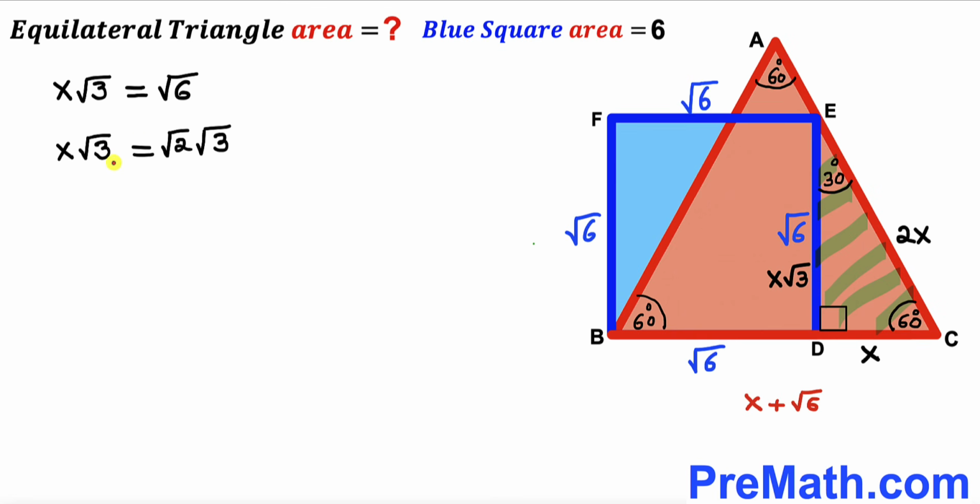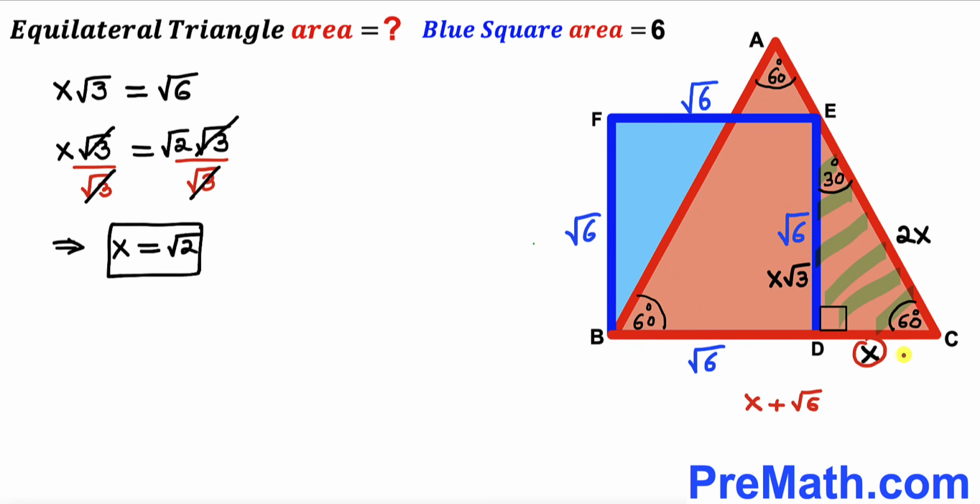This could be written as square root of 2 times the square root of 3. And now I'm going to divide both sides by square root of 3 to isolate x. And here we can see the square root of 3 and square root of 3 is gone. So therefore our x value simply turns out to be square root of 2.